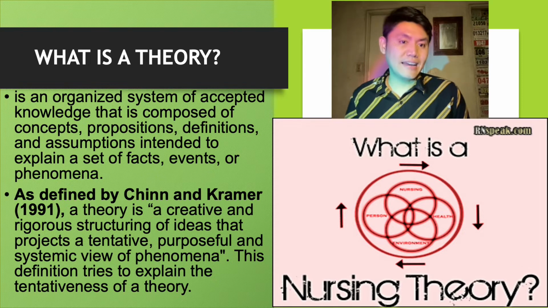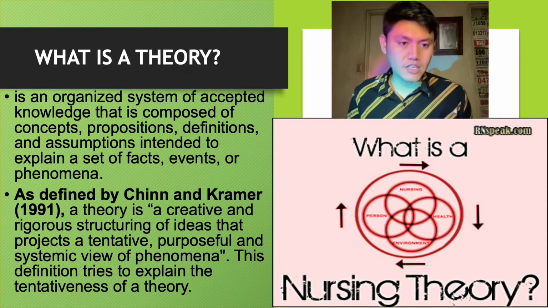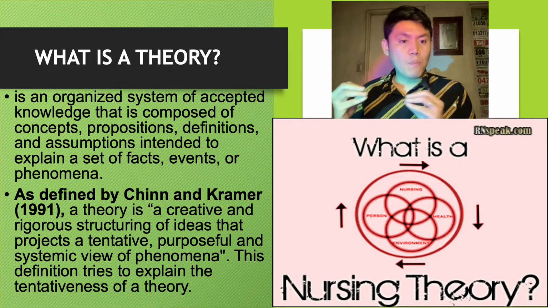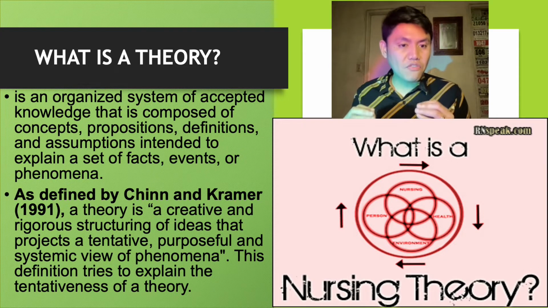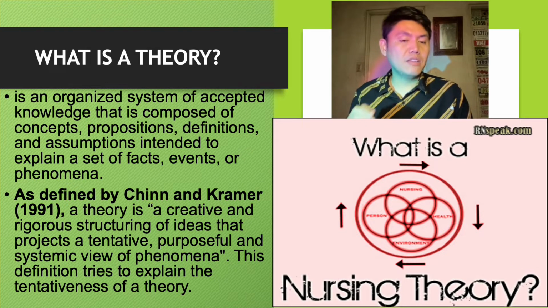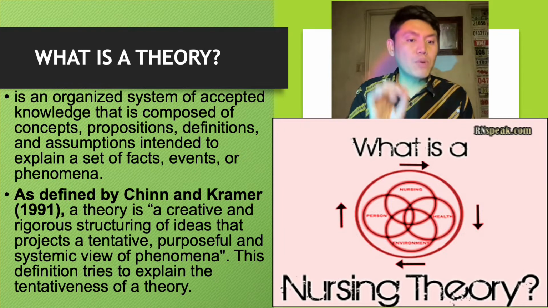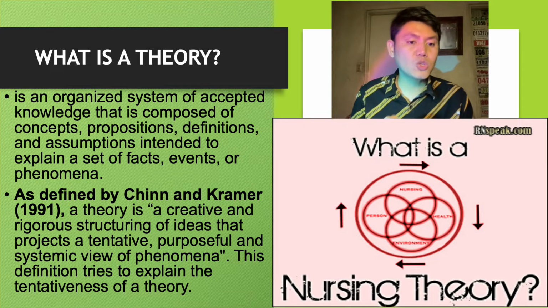Now, let us understand what the real meaning of theory is. When we talk about theory, it is an organized system of accepted knowledge that is composed of concepts, propositions, definitions, and assumptions that are intended to explain a set of facts, events, or even a phenomena. Now, Chin and Kramer defined theory as a creative and rigorous structuring of ideas that projects tentative, purposeful, and systematic view of the phenomenon. And this definition also tries to explain the tentativeness of a theory.